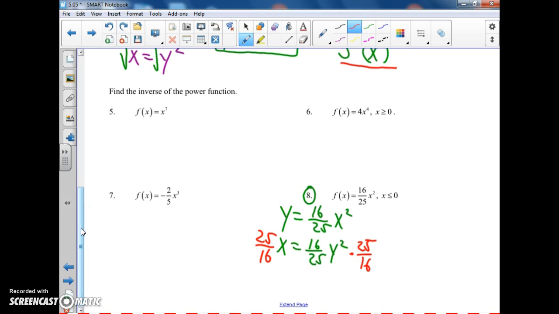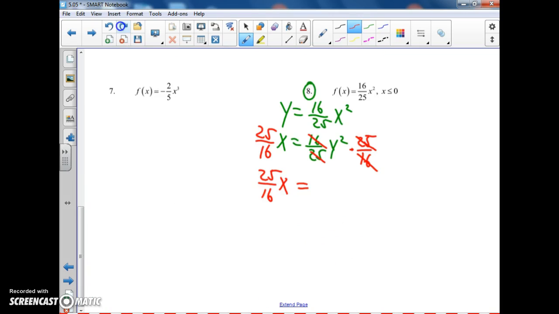Now here comes the next thing. You're now going to cancel 16 and 16, 25 and 25 over there, and you're going to get something that looks like this, where here comes the canceling going on. So we should get what? Oh, let me extend the page a little bit here. You should get 25/16 x equals what? y squared. There you go.